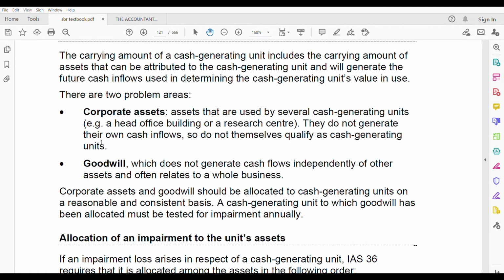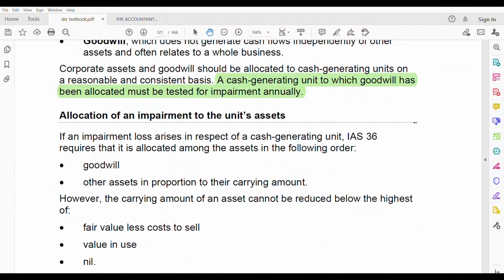So corporate assets and goodwill should be allocated to cash generating units on a reasonable and consistent basis. It should be consistent and reasonable when you are allocating it. A cash generating unit to which goodwill has been allocated must be tested for impairment annually. What is important is this: if goodwill is there in the cash generating unit, then it needs to be tested for impairment annually.